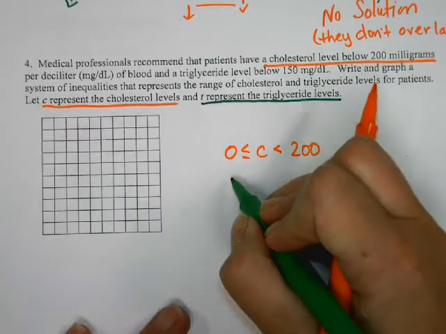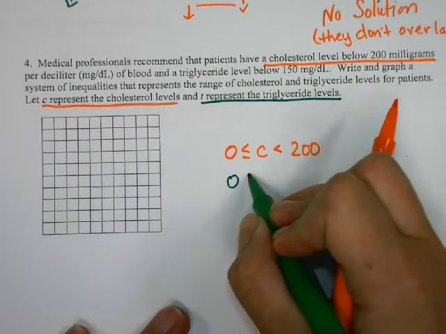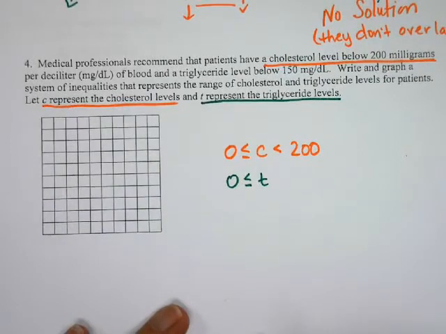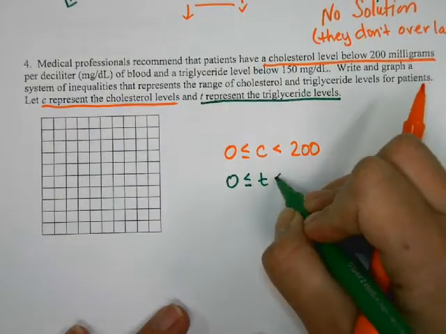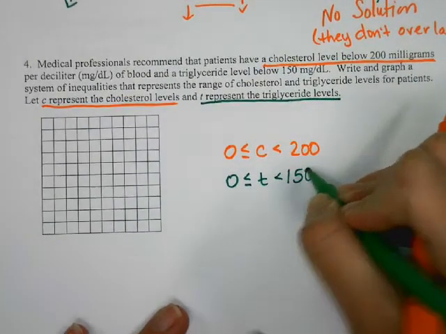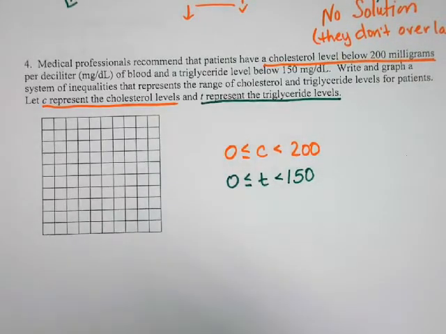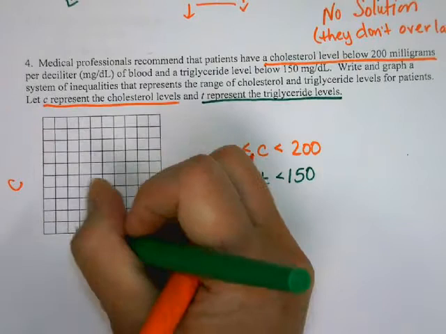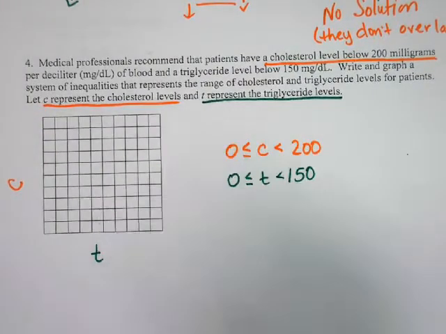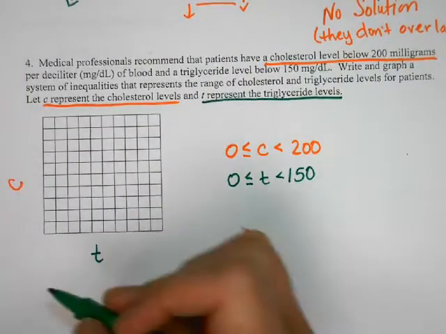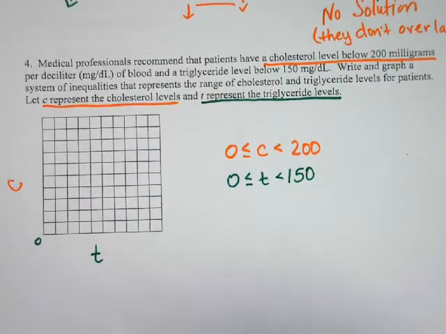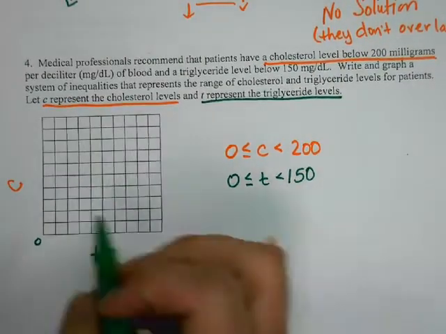All right, so let's do the same thing with our triglyceride levels. Where do they want it to be below? 150. I'm going to call that guy C and that guy T. Does it really matter? No, it doesn't. And since they can't go negative, I'm going to say that guy's 0. And it looks like we only have to go to 200, so let's go by 25s.